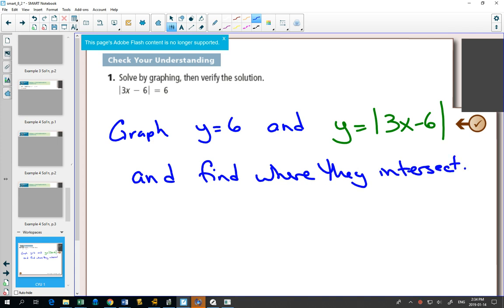So if you're going to solve this by graphing, you graph one side of the equation and you graph the other side of the equation separately. Where those two graphs intersect will be the solution to the equation. So we'll start with the easy one.